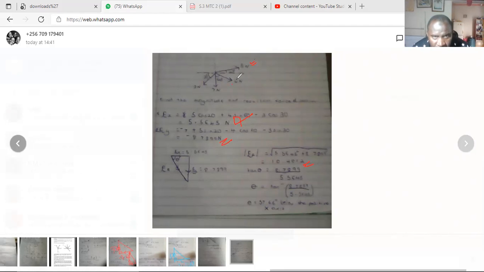Let me see. 5 cos. He used this angle as 20. That angle was 30, isn't it? Hey, it was 20. Yeah, it's okay. It was 20. Then this one was 7. Then this one was 4. And this one was 3.